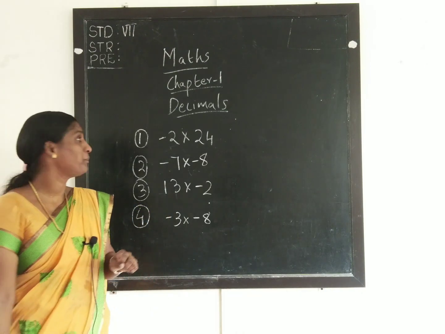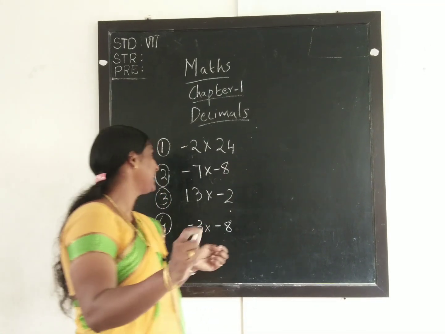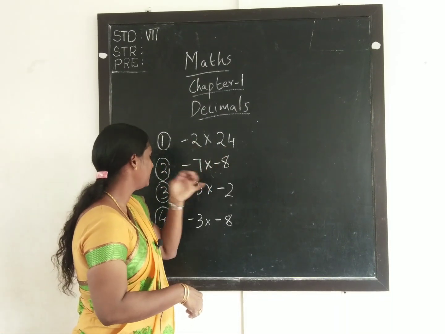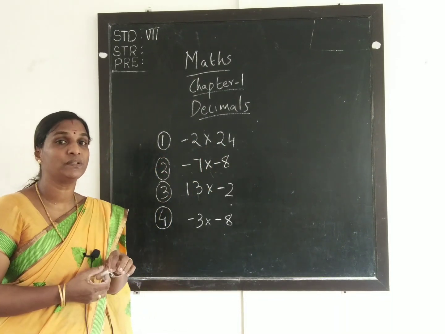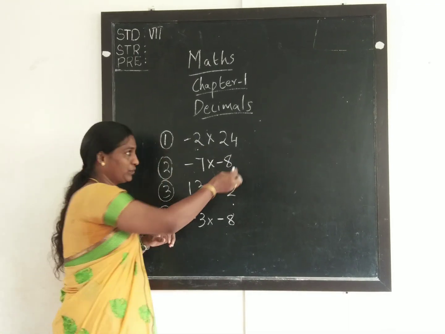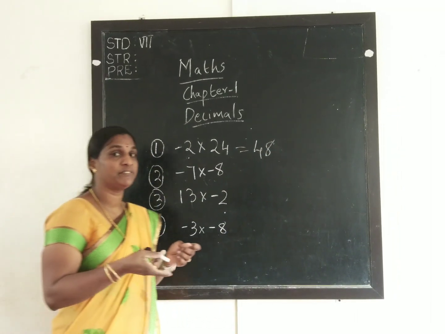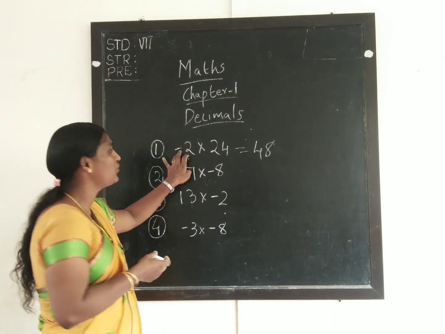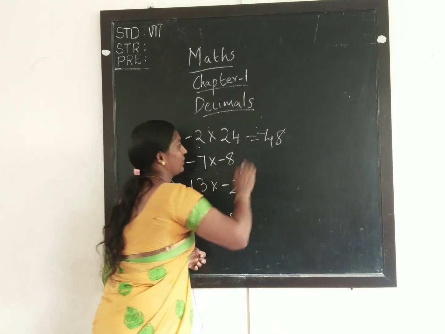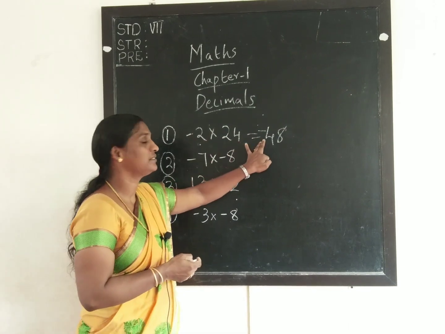Now we can do some problems on multiplication. The rules I have told earlier, by studying those rules, we can do some problems. First one is minus 2 into 24. What will we do? Minus 2 into 24, we find the product of 2 into 24. 2 into 24 is 48. And the answer is either positive or negative. There is one negative number in the question, so the answer is also negative. You find the product 2 into 24 and put the negative sign.